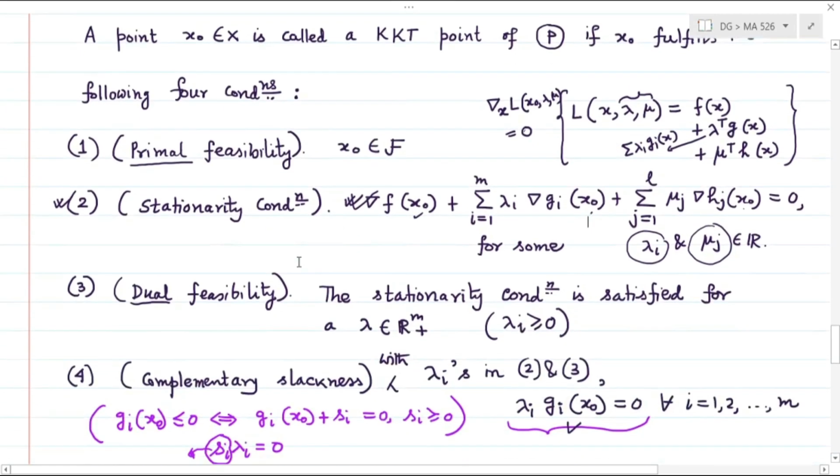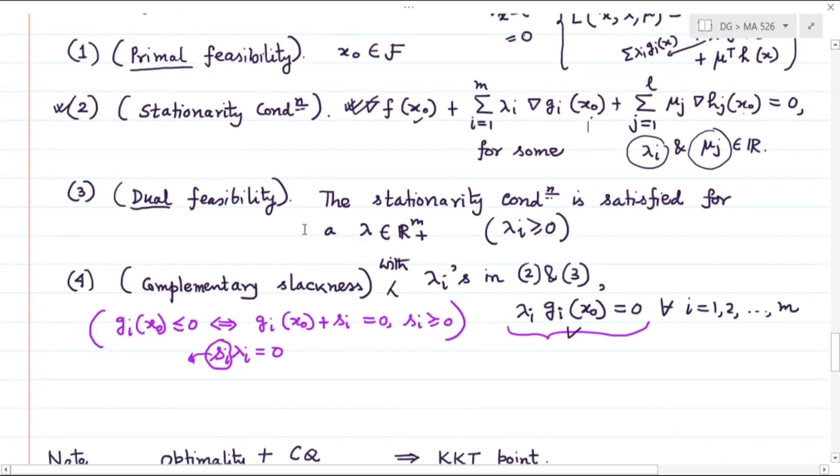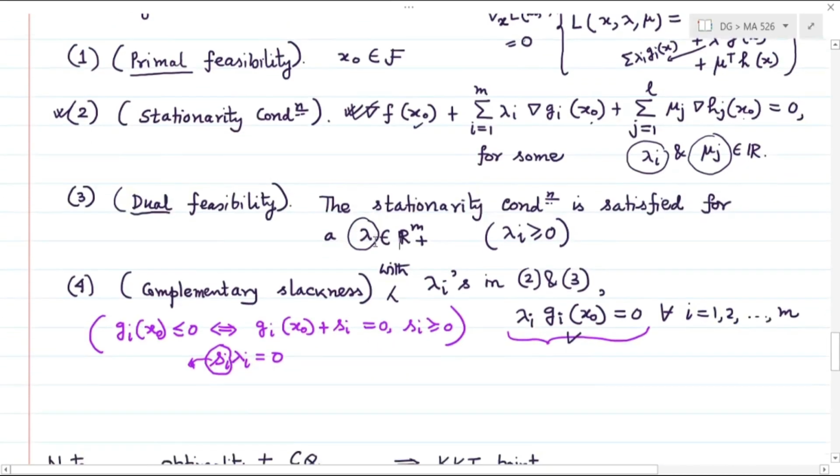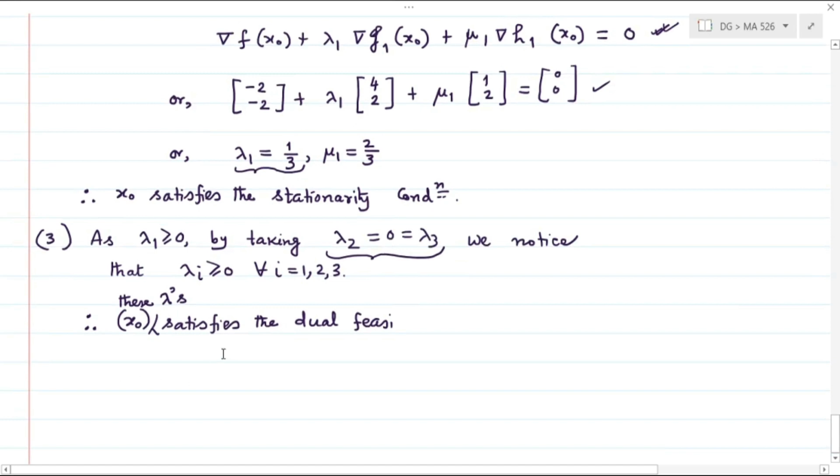And therefore the dual feasibility condition, although it is a condition on the Lagrange multipliers, on the lambda values, these lambda values are obtained with the help of the given point x naught, and therefore lambda is dependent on the point x naught, and therefore the dual feasibility condition is also thought of as a condition for the given point x naught. So here these lambdas satisfy the dual feasibility.